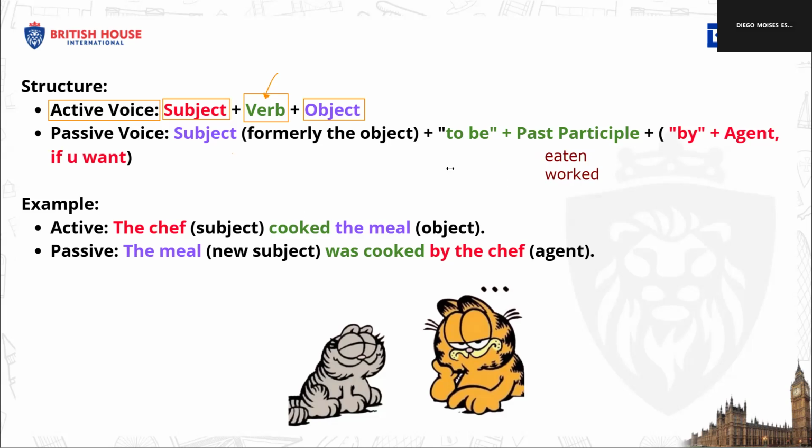But what happens in present continuous, for example, he is eating chicken? He is eating chicken. So you will have is being eaten. Okay, is being eaten. That's the way. But today we're not going to look at continuous forms.